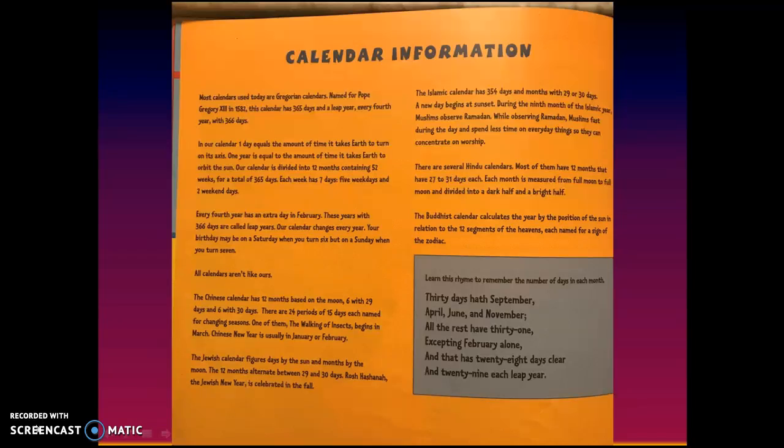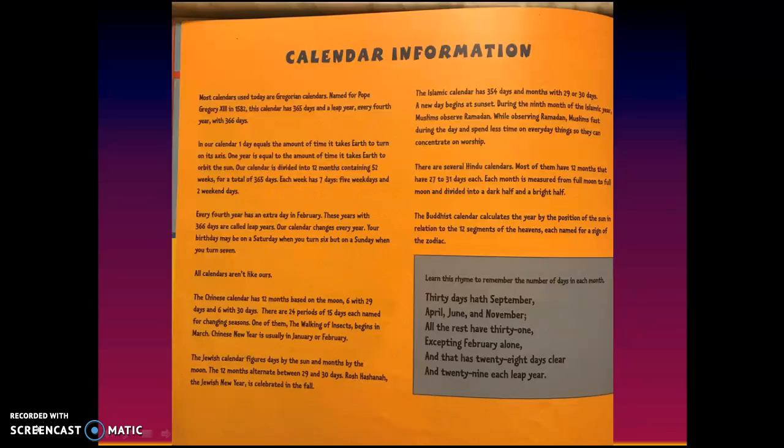In our calendar, 1 day equals the amount of time it takes for Earth to turn on its axis. 1 year is equal to the amount of time it takes Earth to orbit the Sun. Our calendar is divided into 12 months containing 52 weeks for a total of 365 days. Each week has 7 days, 5 weekdays, and 2 weekend days. Every 4th year has an extra day in February. These years, with 366 days, are called leap years.